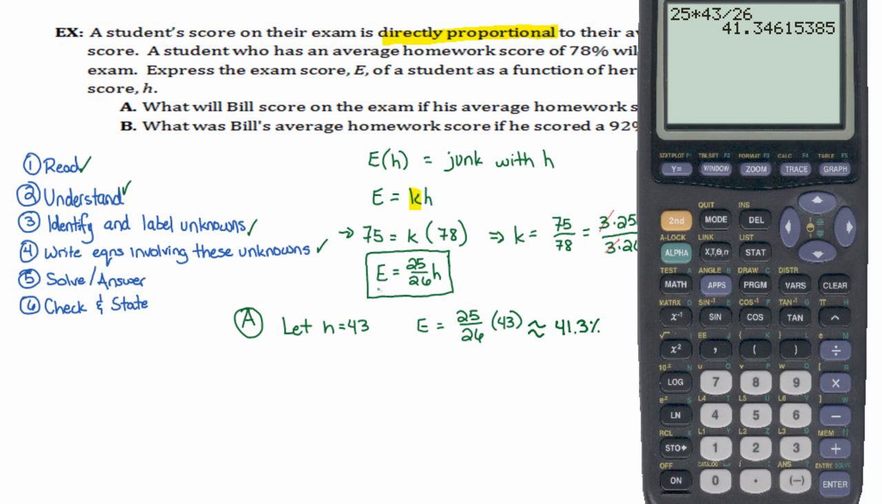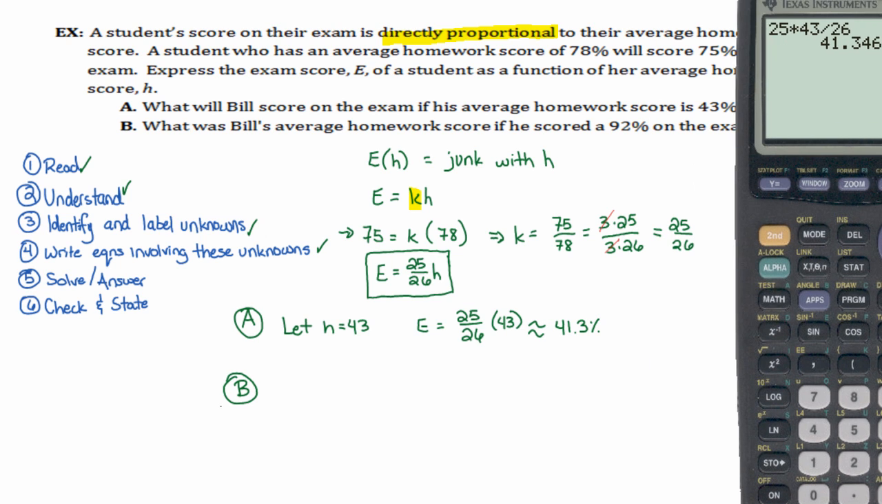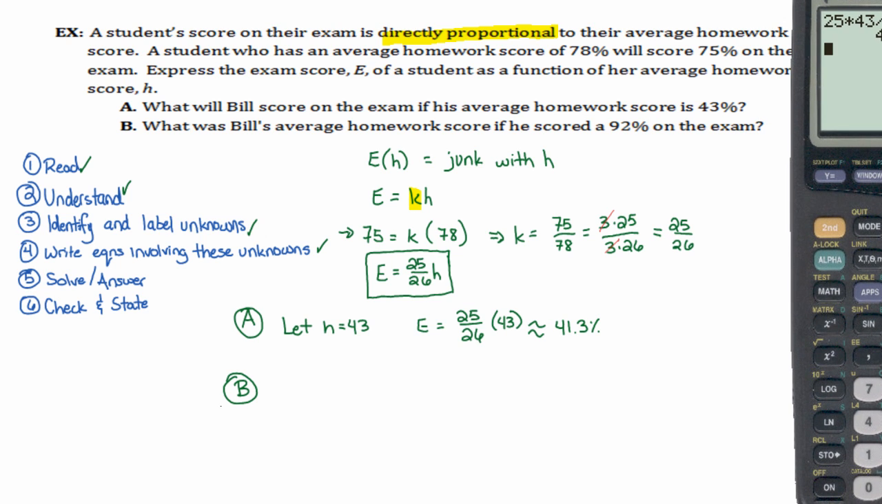I have students that get very low homework scores but get high exam scores, but more often it's the case that somebody gets a very high homework score and yet their exam scores are pretty low. So this is not really a true rule, but it's just a problem that we can fiddle with here. Now, what was Bill's average homework score if he scored a 92% on the exam?